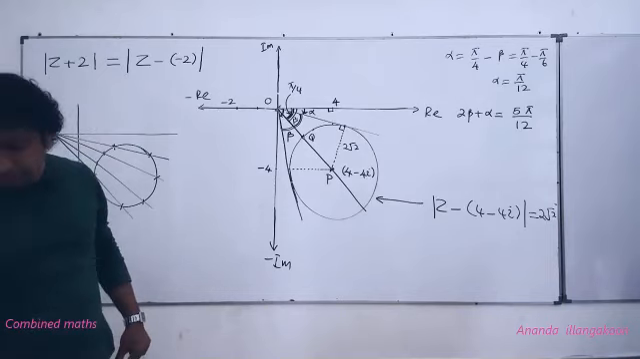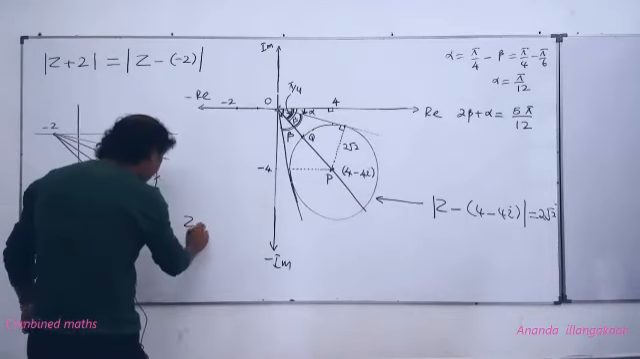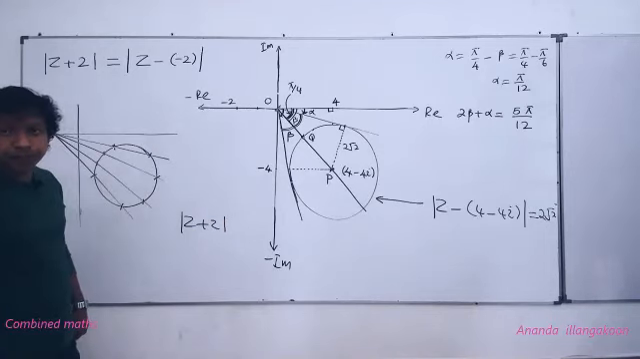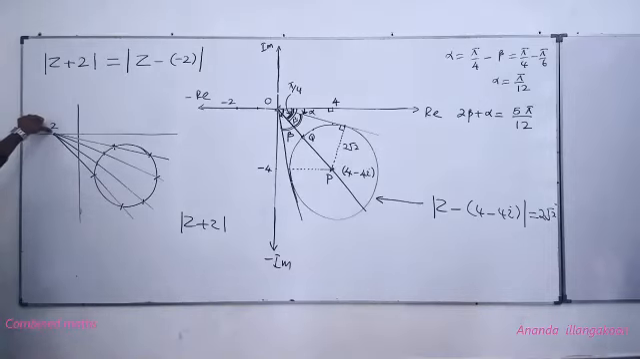Question is this. The modulus of z plus 2 should be minimum and maximum. That means when we draw a line starting from minus 2 to cut the circle at two points, we need to find the maximum length and minimum length of the line segment.